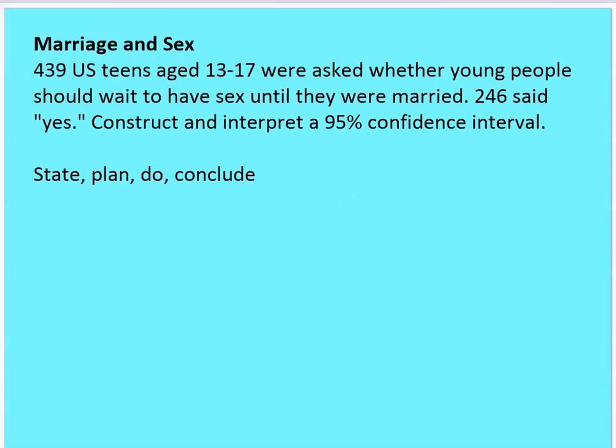439 U.S. teens aged 13 through 17 were asked whether young people should wait to have sex until they were married. 246 said yes. Construct and interpret a 95% confidence interval using the state, plan, do, conclude method. I'm going to leave this up here for you for a moment, and then I'm going to move on to the last part of our discussion.